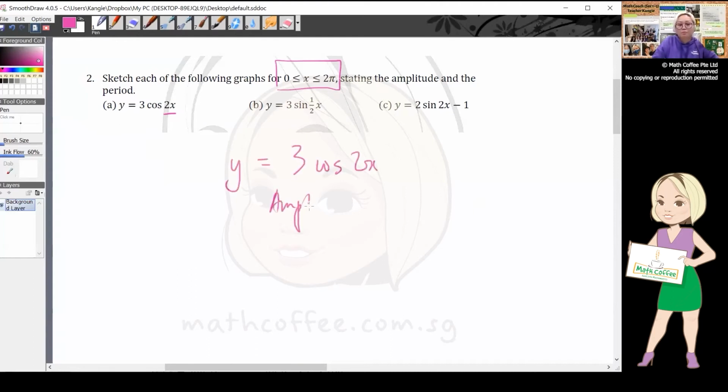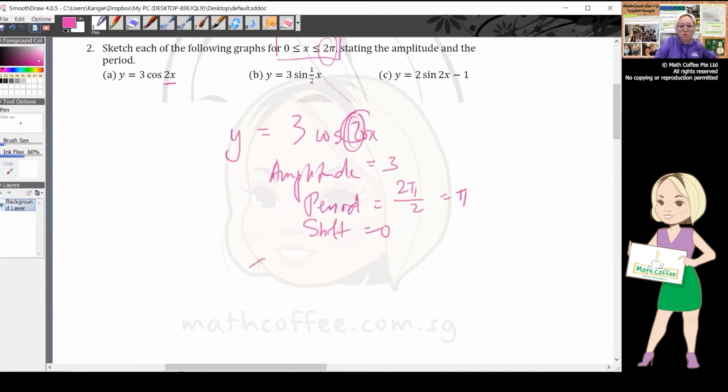So amplitude is 3, the number in front. The period this time round is not 360 degrees. The equivalent is 2 pi. So this time round, I'll put 2 pi divided by 2, so it's pi. My period is pi. And they asked me to draw up to 2 pi, which means I will have to draw 2 cycles. Then there's no shift, so for this case, put shift equals 0.